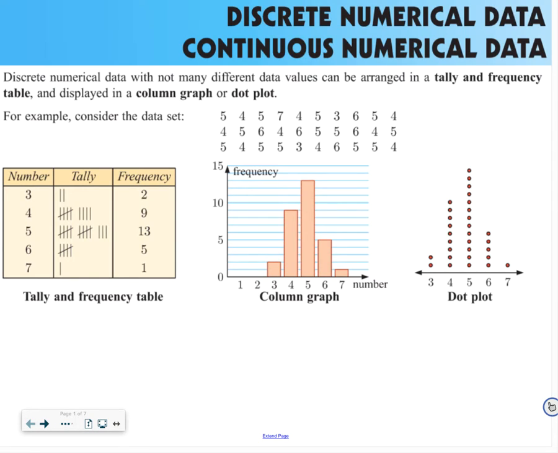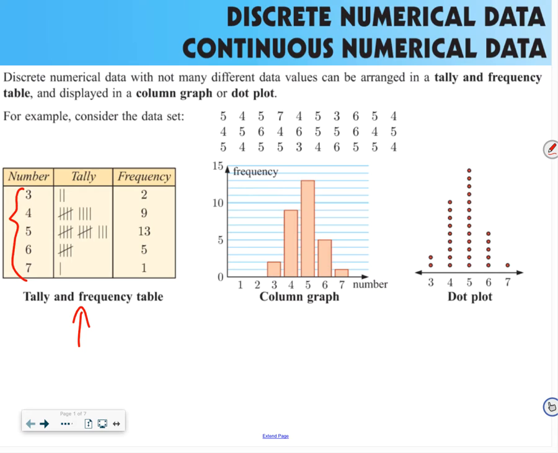All right, mathletes, here we have discrete numerical data and continuous numerical data. Remember, discrete numerical data is countable type numbers. We're typically not dealing with fractions. Often we use tally and frequency tables to display that information, and this works when we have a limited amount of numbers in our data set.